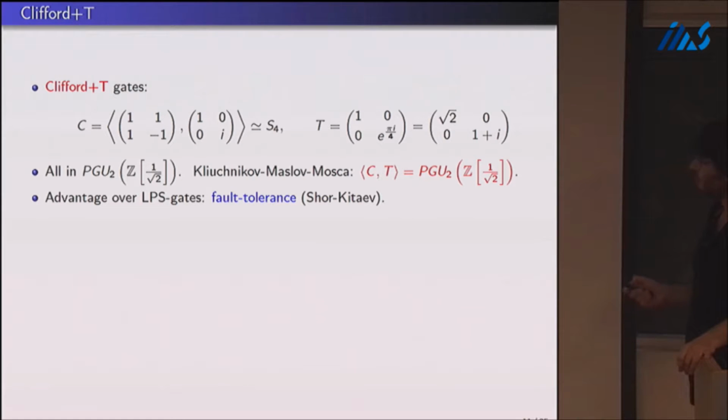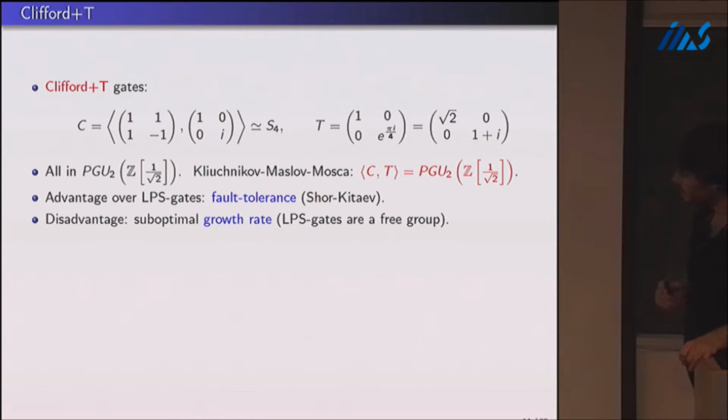And they have one clear advantage over the V gates coming from Lubotsky, Phillips, and Sarnak, which is the fault tolerance that we heard about yesterday. You need matrices of finite order to be able to implement your quantum computer in a fault-tolerant way.